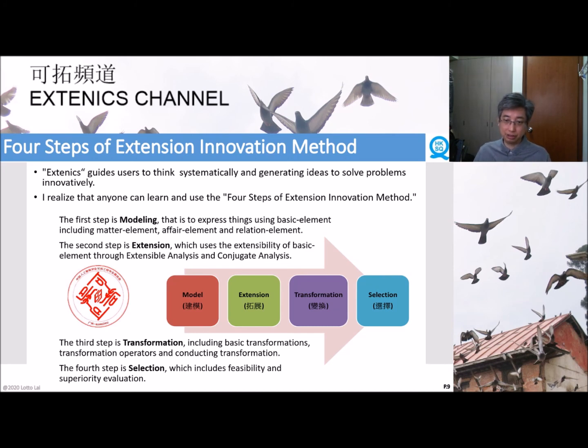The third step is transformation. After you have many ideas, you use some tools to transform them, which means different combinations, based on the basic transformation operators and also conducting transformations. We will expand on this step by step in later classes. The last step is selection. You need to find the feasibility and superiority evaluation to get your optimized solution through these 4 steps. So today, I just introduced the 4 steps of the extension innovation method.